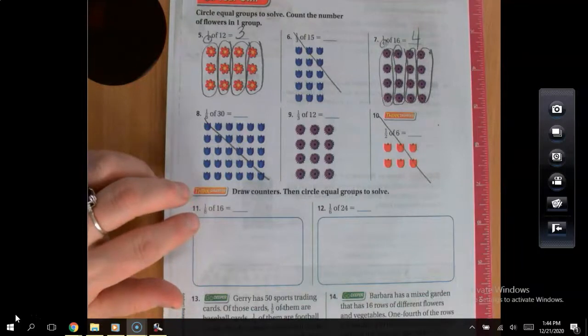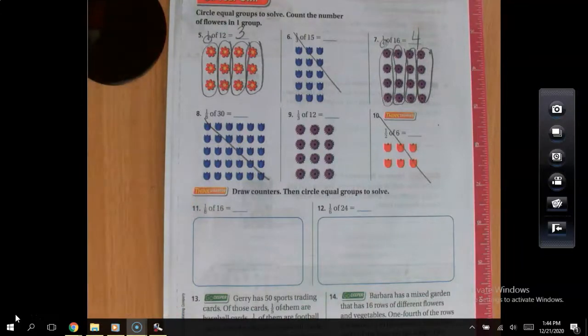Okay, let's look at number 9. You're going to do the same thing. I'm going to give you a minute. 1/3 of 12. I want you to circle your 3 equal groups.